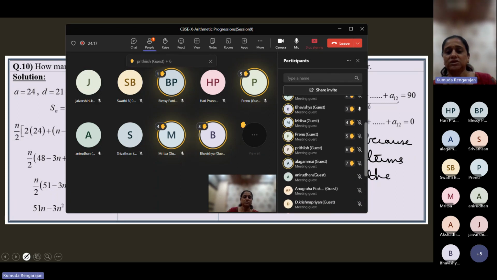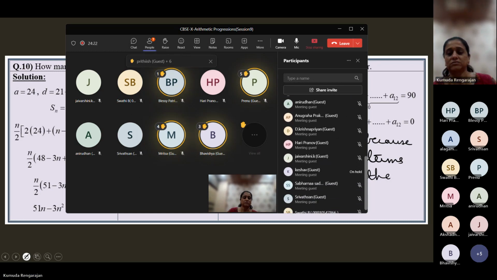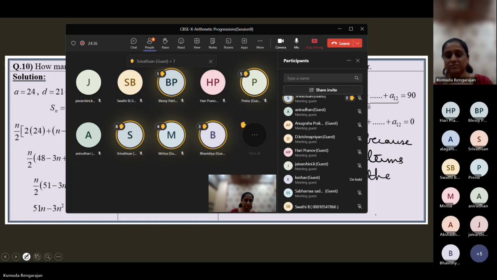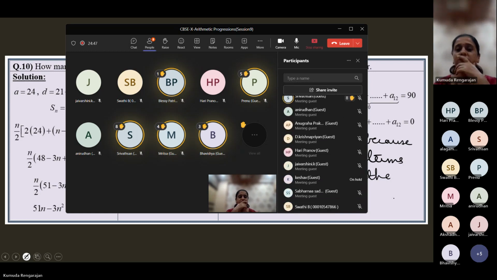Leslie, Akshada, Bhavishya, Ritsa, Prenu, Pratish, Aragamai. So others, few others are like, which assignment? Few of them know, but have not completed. Okay. Srivatsan, okay, you've completed. All right.